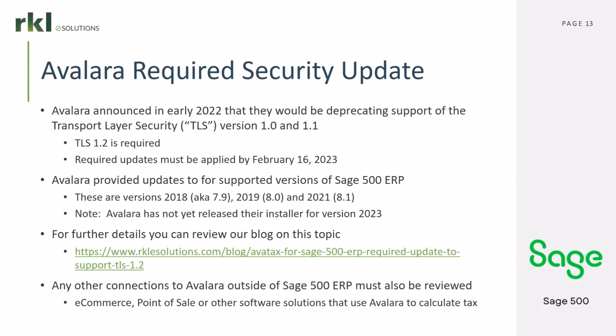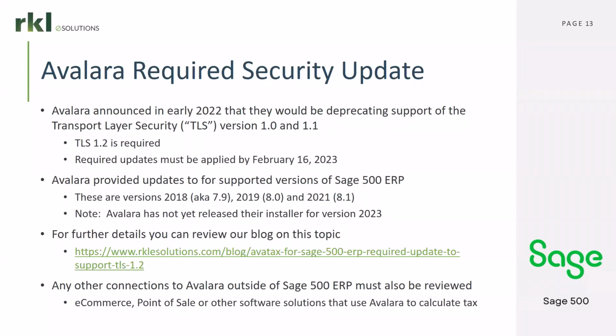Avalara did provide updates for the supported versions of Sage 500 at the time they made this announcement, which was around February of 2022. So they provided updates for the 2018, 2019, and 2021 versions. They have not yet released an installer for the 2023 version, but the expectation is when they do, that will also support the TLS 1.2. I don't expect that to be out until sometime in 2023. They're generally about 6 to 9 months behind the release of Sage.